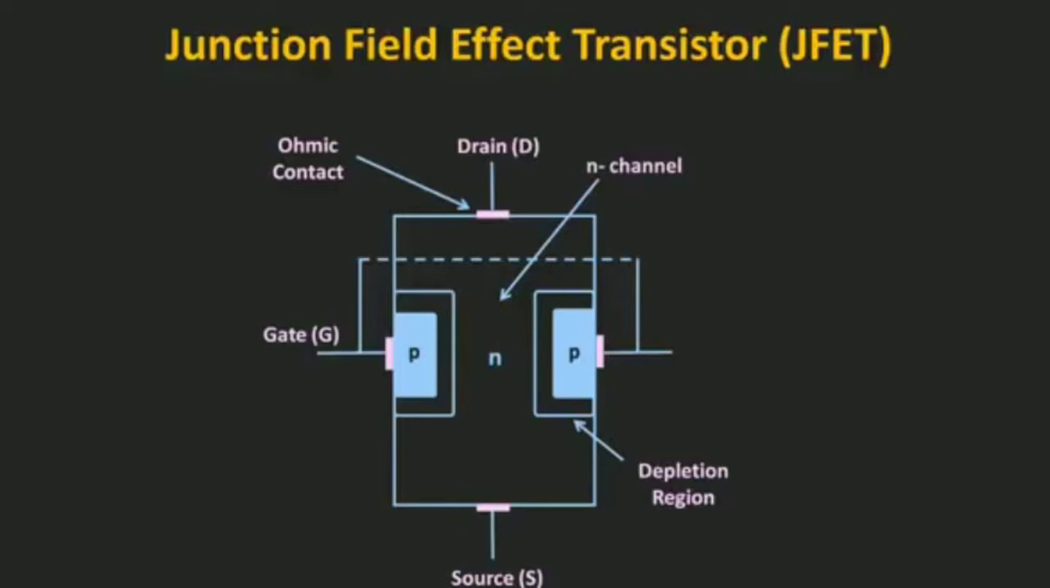As you can see, JFET has three terminals, that is, gate, drain, and source. The central portion is known as the channel. If this channel is made up of N-type material, then the field effect transistor is known as N-channel FET. Likewise, if the channel is made up of P-type semiconductor material, then it is known as P-channel FET. In case of N-channel FET, the channel is made up of N-type material.